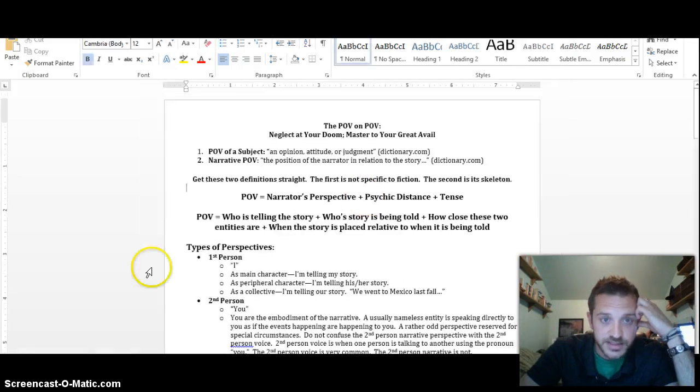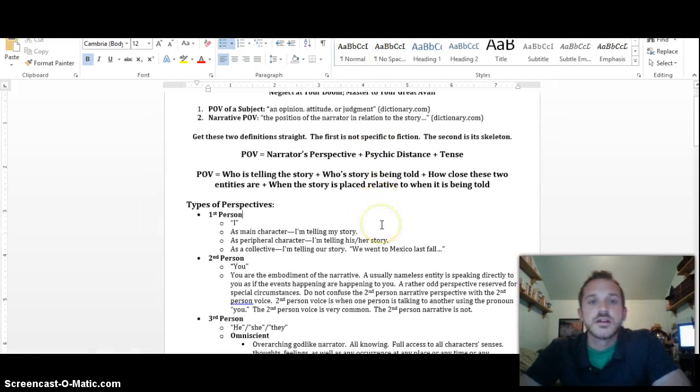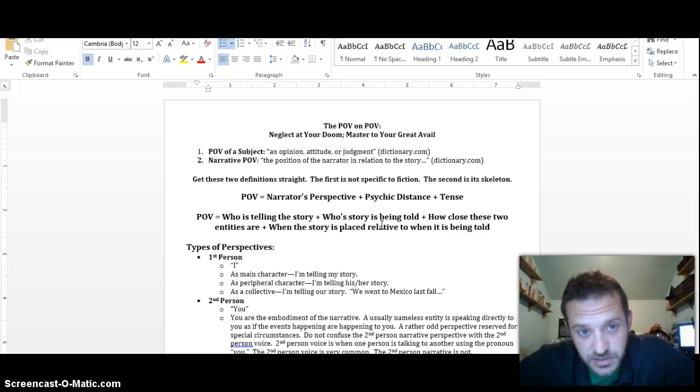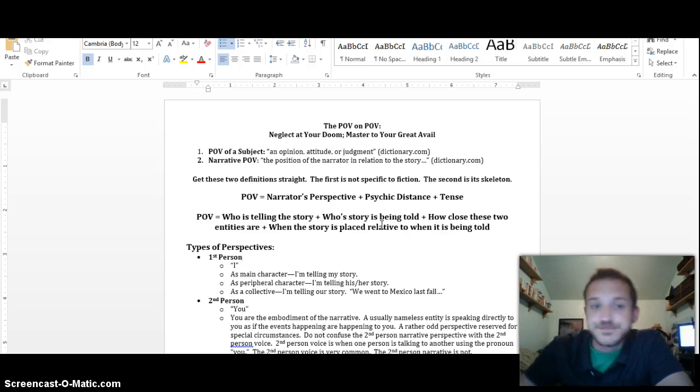Alright, so this point of view sheet is in your content folder. I actually didn't make this sheet. Somebody else in the English department did, but I really like it. The one thing that you really need to think about first is what narrative point of view is, and it's the position of the narrator in relation to the story. And that's a really good definition because there's a lot of different shades and angles to point of view. So we'll talk about that.